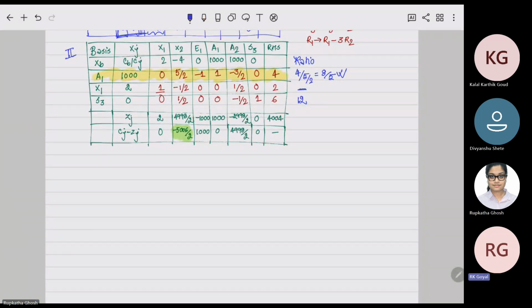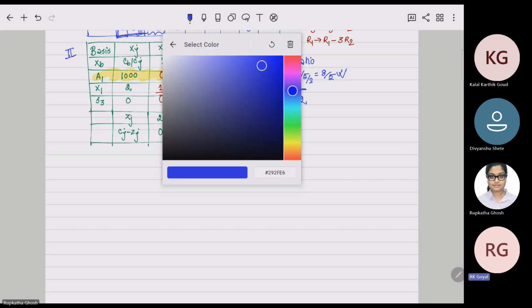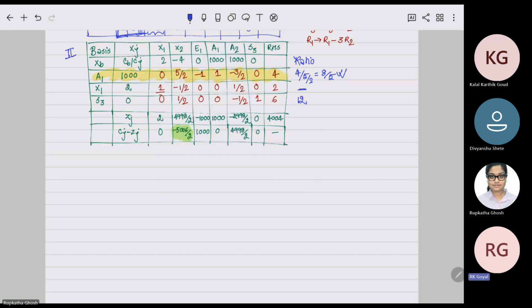While computing the ratio, why are we dividing, say, right hand side value 4 by 5 by 2? Is this correct, or we need to divide 4 by 1? Because the value of, why would I be teaching you incorrectly, right?